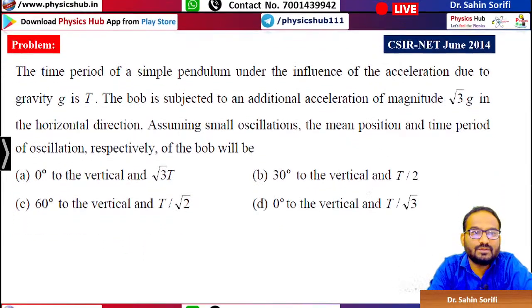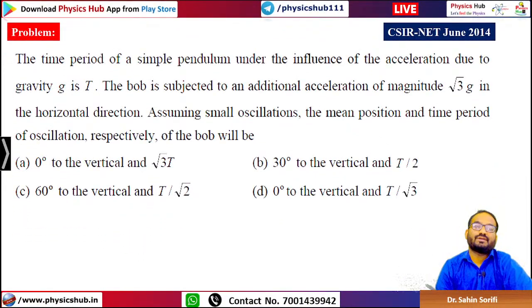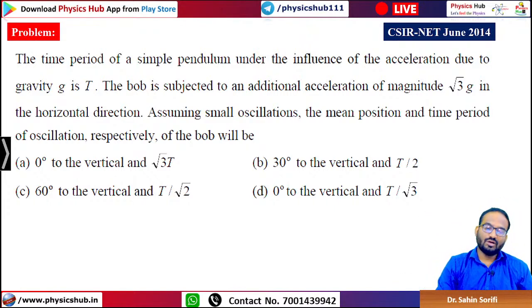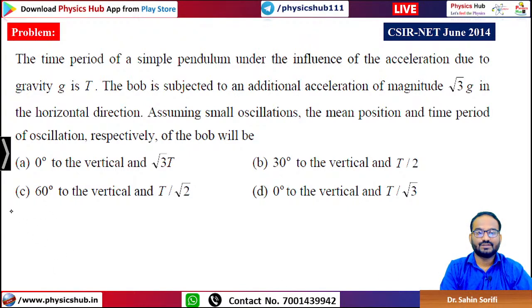Okay, let's do this problem. The time period of the simple pendulum under the influence of the acceleration due to gravity g is t. The bob is subjected to an additional acceleration of magnitude √3g in the horizontal direction. Assuming small oscillation, the mean position and the time period of oscillation respectively of the bob will be.